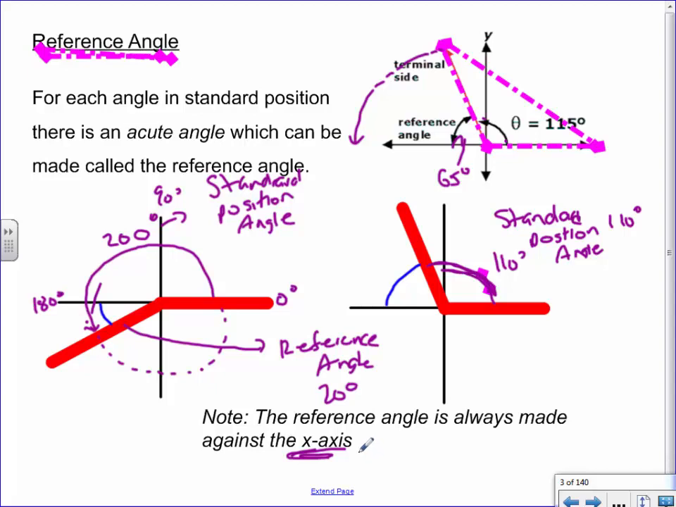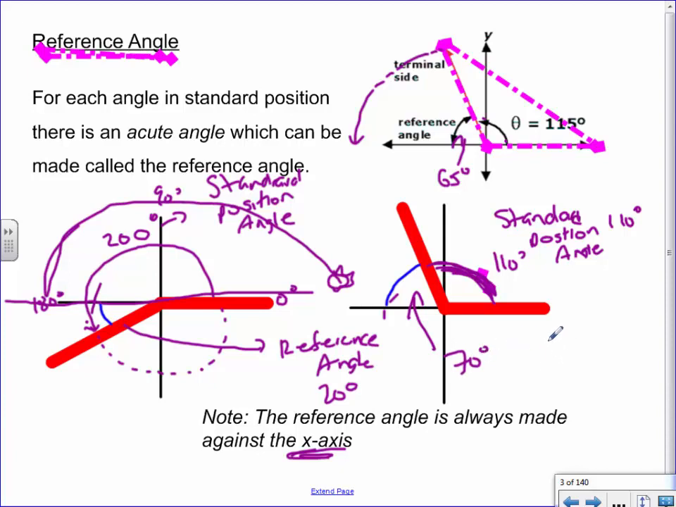And again, the reason why the x-axis makes sense is that this is our ground. And as the sun moves around, we always make our angles with the x-axis. That's been the defining answer. So what is this reference angle then? 70. Yeah, because 110 right here means we have 70 degrees more to go.